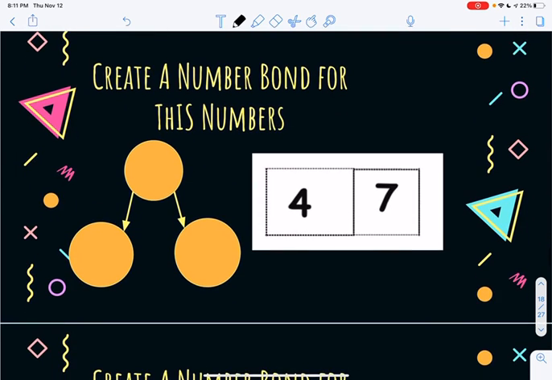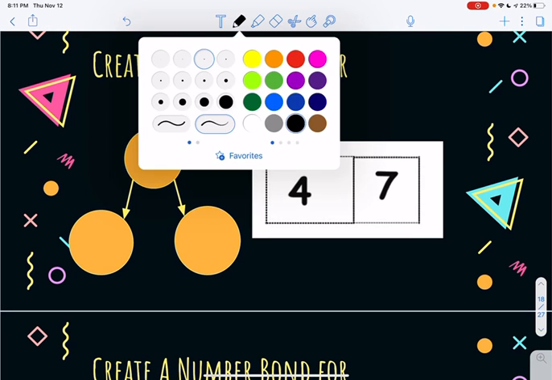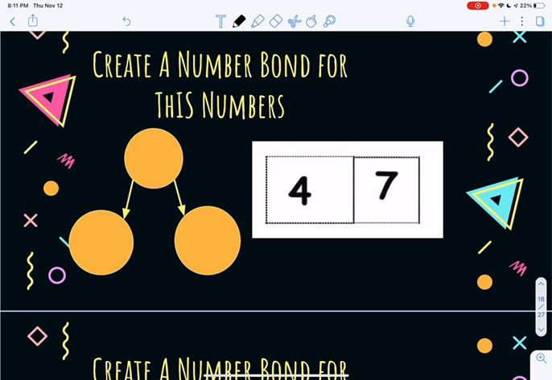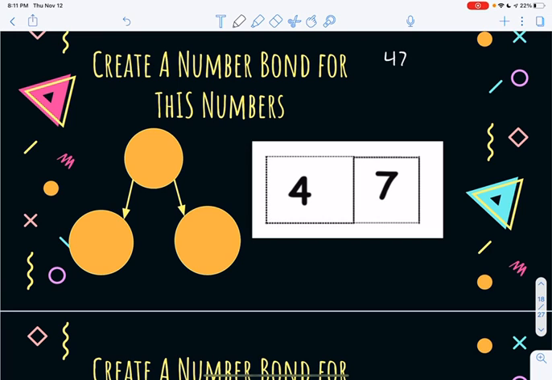All right, so right now we're going to create a number bond for this number, 47. At the very top, I'm going to write 47. Now I can create a number bond for 47, as long as the two parts equal the whole. So, what is a number you know that can go with another number to equal 47?